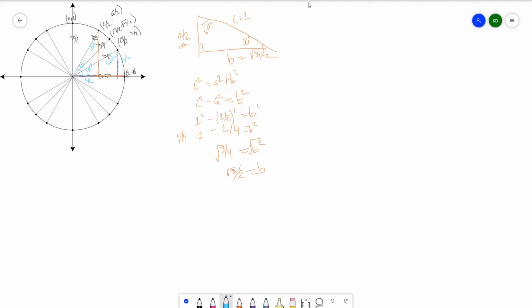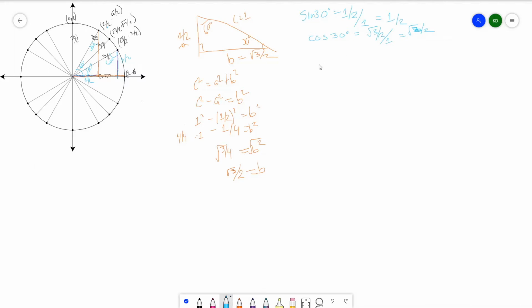Now let's take sine of 30 degrees. That's opposite over hypotenuse, so that's 1/2 over 1, and that's just 1/2. Cosine of 30 degrees is going to be adjacent over hypotenuse, so that's going to be square root of 3 over 2 divided by 1, which can be rewritten as the numerator as itself.